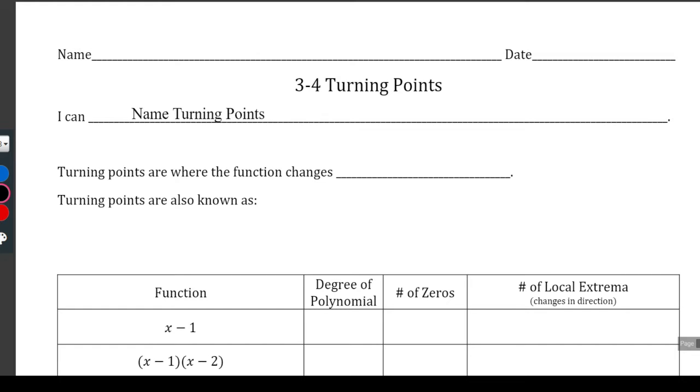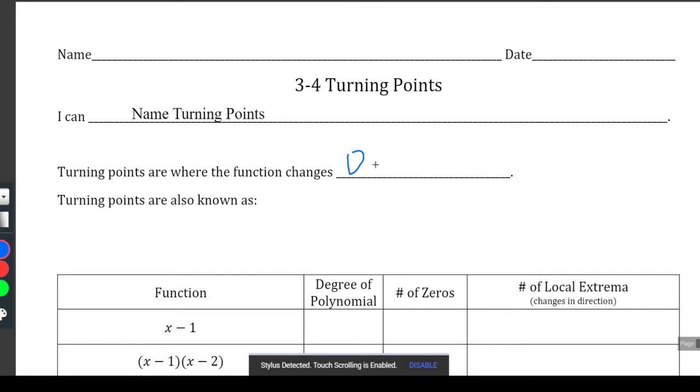Alrighty, so we're going to be doing turning points, 3, 4. Our I can statement you can see is we're going to just, I can name turning points. First off, a turning point is where a function changes direction.